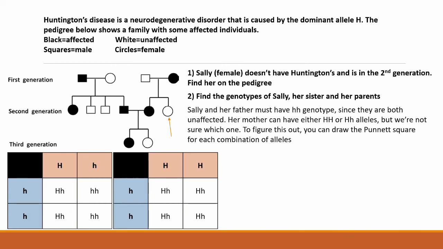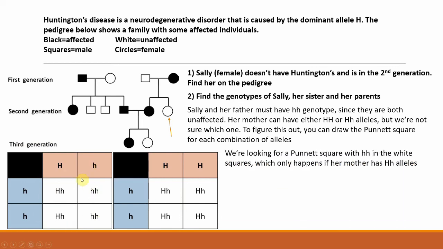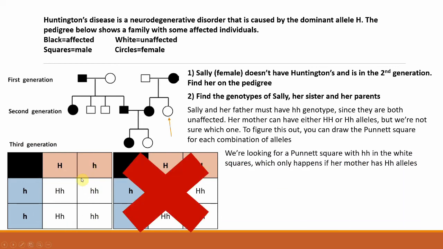And since we know that Sally is unaffected, we want to look for a Punnett square where the children's boxes have double recessive alleles. So this one must be the correct one. And so using this information, we can also try to find out the alleles of Sally's sister. Since we know Sally's sister is affected with Huntington's, we want to look for any alleles in the Punnett square that signify the presence of Huntington's. Therefore, Sally's sister must have dominant recessive alleles.